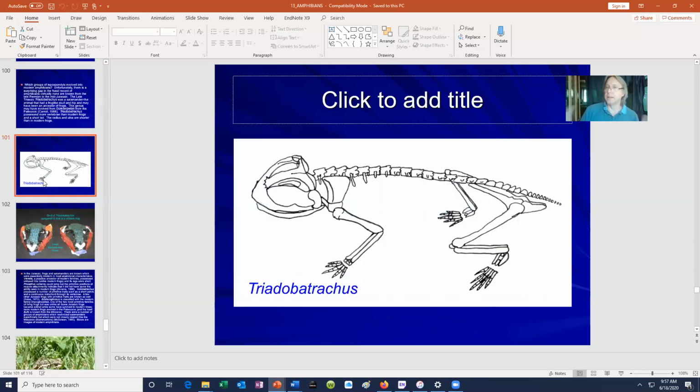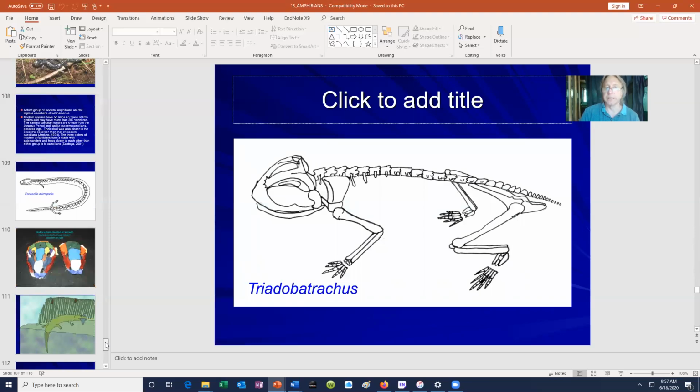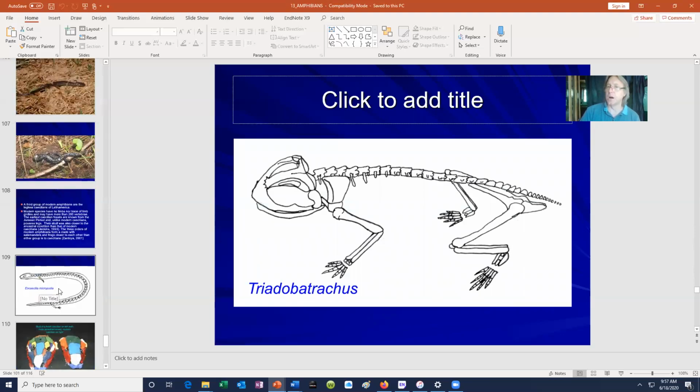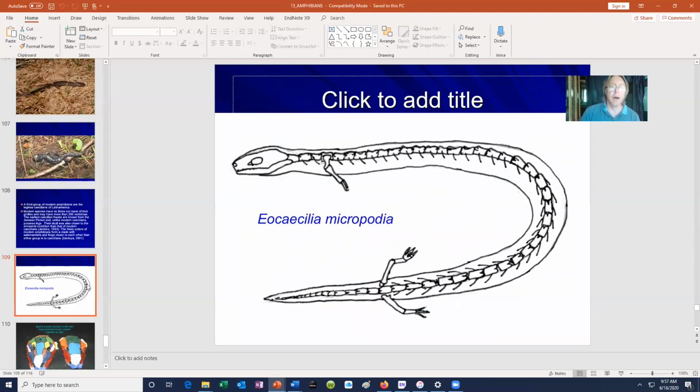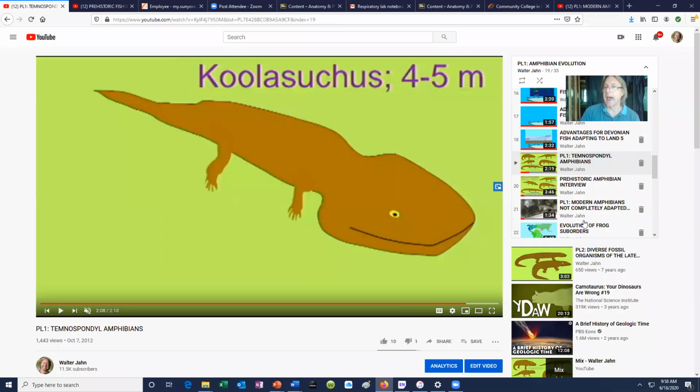Now, the final question is, well, then how did modern amphibians evolve? And the answer is gradually, over a series of stages. So for example, here Triadobatrachus, as you'll see in a video presently, has some features of frogs, but not enough to be a frog. Modern caecilians are legless, but the first caecilians had legs. And so modern amphibians have not always existed.